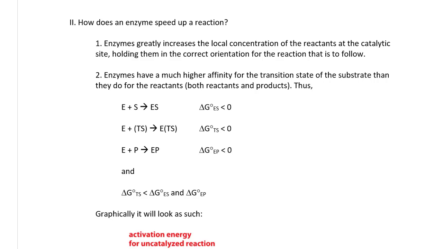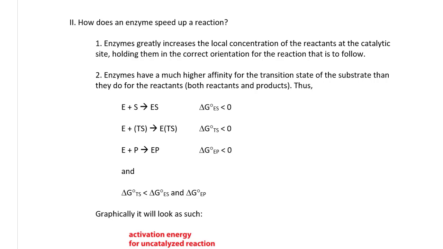How does an enzyme speed up a reaction? Enzyme greatly increases the local concentration of the reactants at the catalytic site, holding them in the correct orientation for the reaction that is to follow. So basically an enzyme is going to bring the reactants near each other and thus increasing the local concentration of them. And that leads to speeding up the reaction.